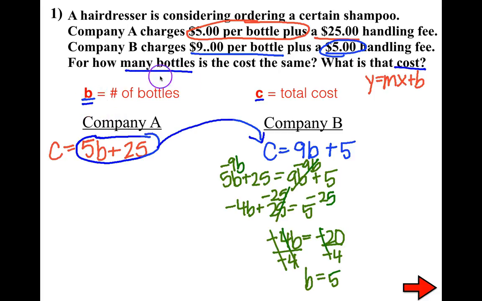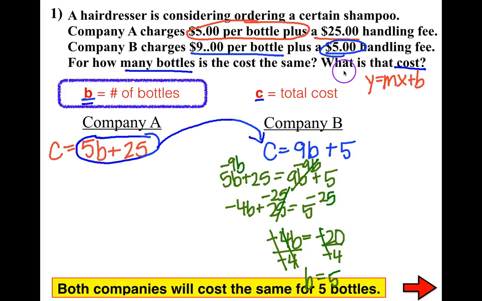So B represents the number of bottles, so I'm going to say they will be the same since I set them equal to each other. They will be the same when there are 5 bottles. Now, the next question is going to be, well, what is the cost going to be with those 5 bottles? Well, here's all you need to do. Since they're going to be the same, you can choose either Company A's equation or Company B's equation, because again, they will be the same cost.